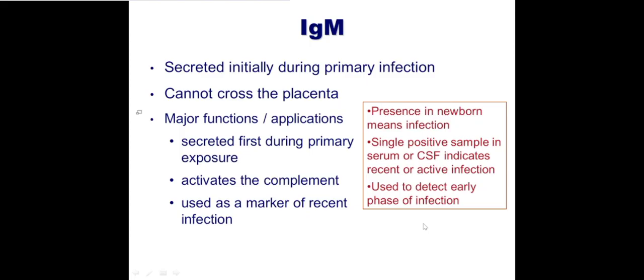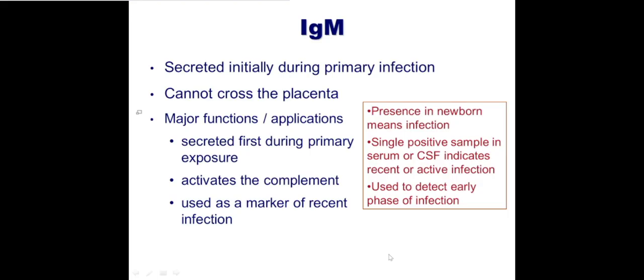IgM. IgM is secreted initially during primary infection. When an infection takes place, the antibody initially produced from our body is IgM, and after IgM, IgG will be produced. Clear? That's why IgM is the initial antibody secreted from the body in primary infection.